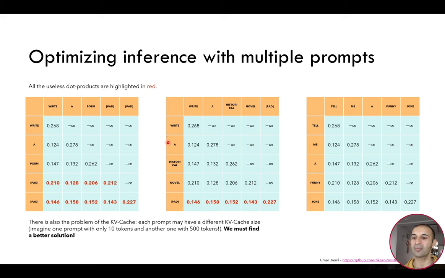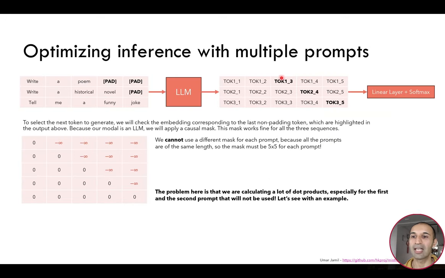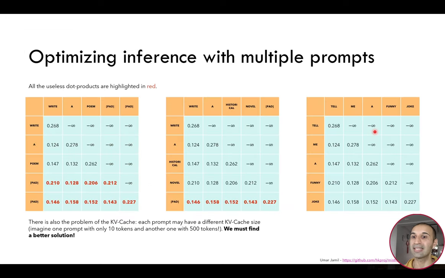But for the first and the second prompt, we are doing a lot of dot products, for example these ones between padding tokens and other tokens, that we will not be using. Because I want to remind you that in the first prompt we will be using the output at the third token, for the second prompt the output at the fourth token, and only in the last prompt will we be checking the last output of the self-attention. But for the first 2 prompts, we will not even be checking the last token output from the self-attention because they correspond to the padding token. So is there a way to avoid these padding tokens being introduced in our calculation and calculating all these dot products, which will result in output tokens that we will not even use?